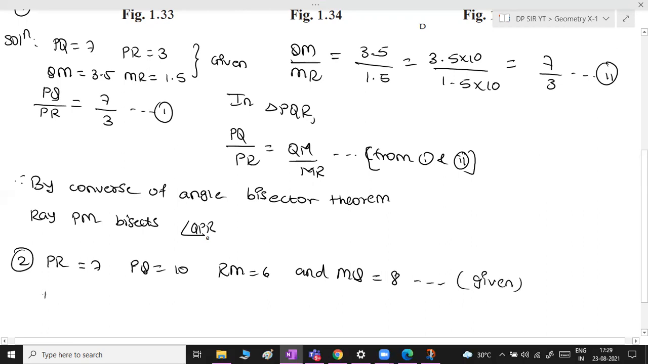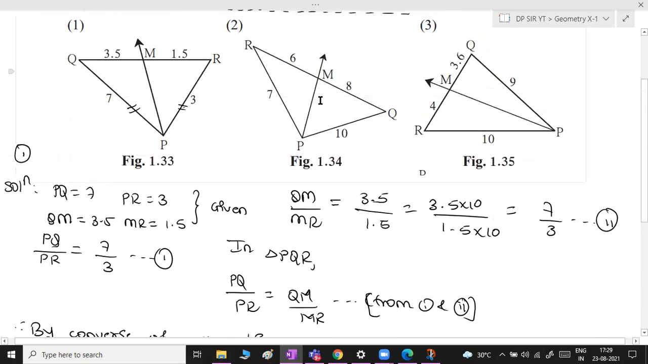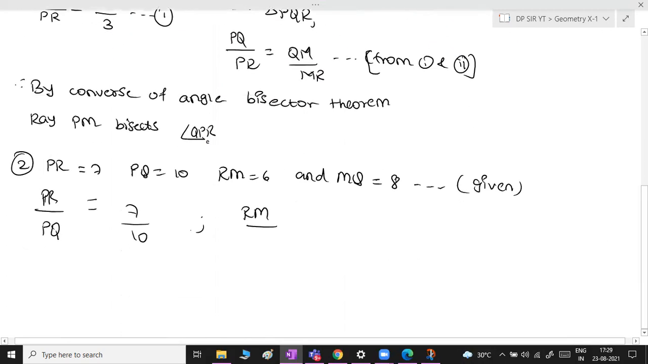After that, just use angle bisector. That means first check the ratio and then use it. So check PR upon PQ, what are we getting? It is 7 upon 10. Also check one more ratio, that is RM. If you look in the figure, you will come to know that RM and MQ also need to be checked. So check RM and MQ. So RM and MQ is 6 upon 8, which is equal to 3 by 4. Let this be my ratio number 1. Let this be my ratio number 2.